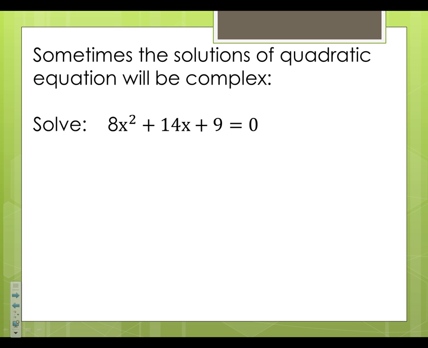Okay, so negative b plus or minus the square root of b squared, which is 196, minus 4 times a, which is 8, times c, which is 9, all over 2a, which would be 2 times 8, or 16. Start simplifying.